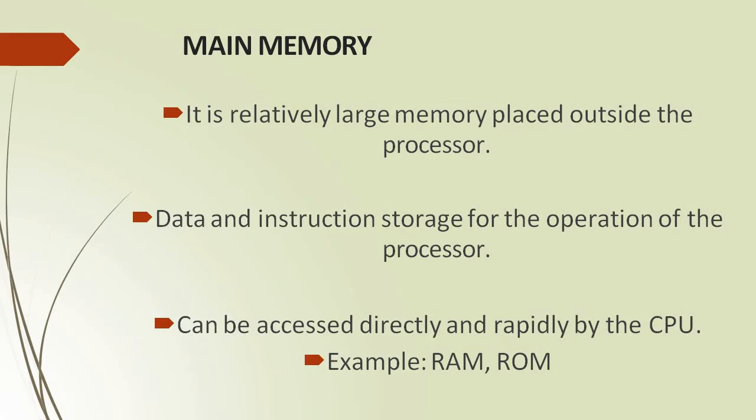Now what is main memory? A main memory is a relatively large memory placed outside the processor where data and instructions are stored for the operations of the processor, which can be accessed directly and rapidly by the CPU. Main memory is further classified into two parts, that is RAM and ROM, or you can say the examples of main memory are RAM and ROM.